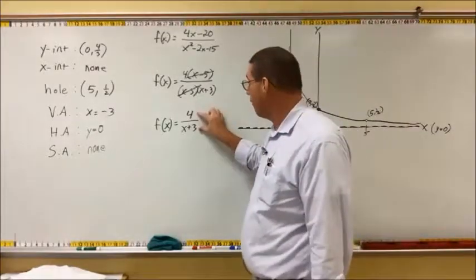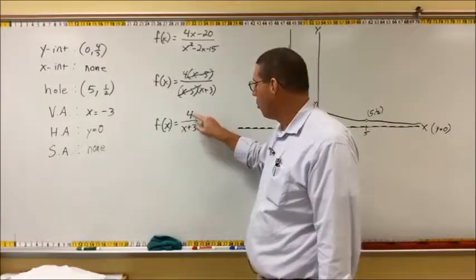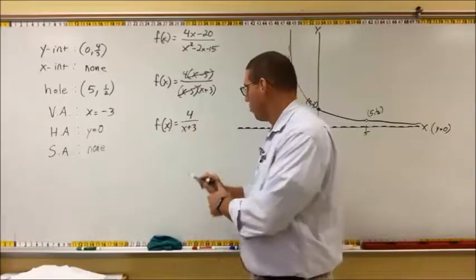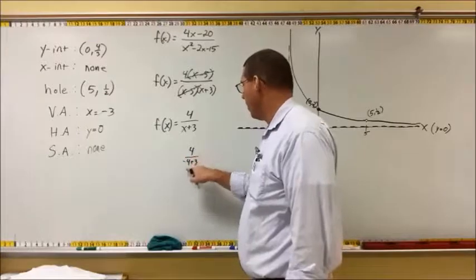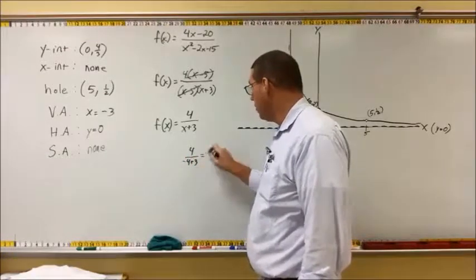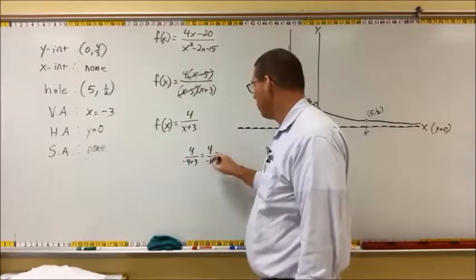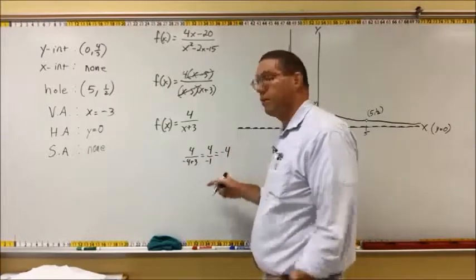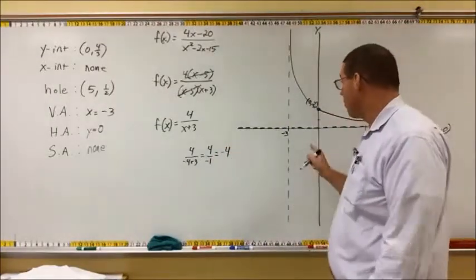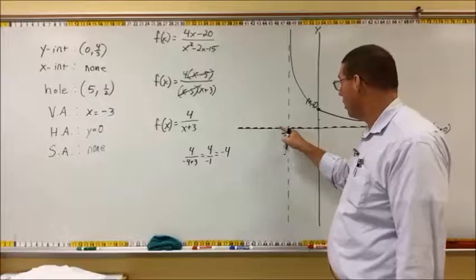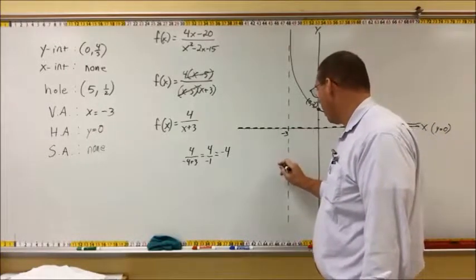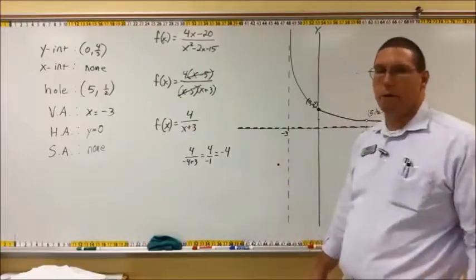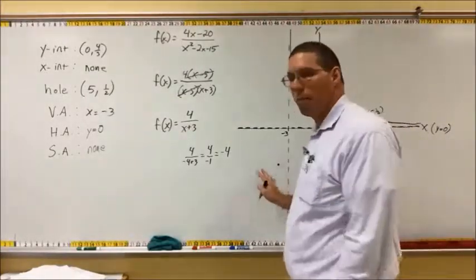So if I plug negative 4 into this right here, I would have 4 over negative 4 plus 3. Negative 4 plus 3 is negative 1. So that's 4 over negative 1, and 4 divided by negative 1 is negative 4. So this function will pass through the point negative 4, negative 4. And so I'm going to put a dot here, and we can plot it, but we don't really have to plot it. We just want to approximately know.